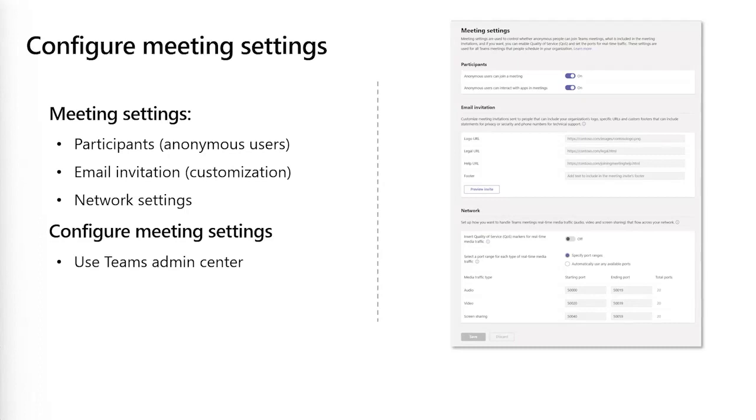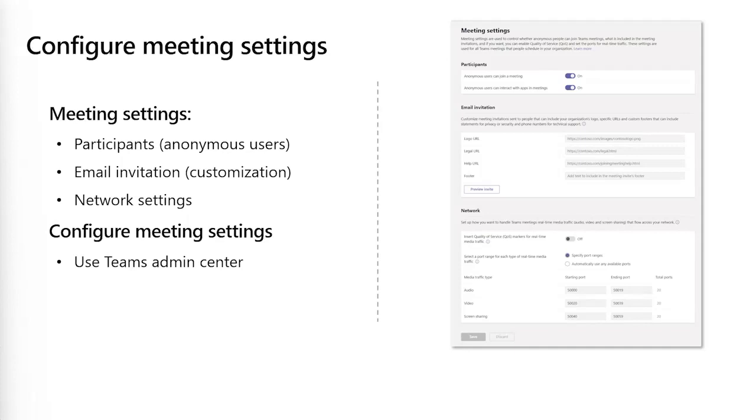Do we want to allow for anonymous users to access, or do we want to use email invitations, and then we can customize those invitations as well? We can configure these settings from the Teams Admin Center. We can have special URLs for our logo, our legal disclaimer. Very helpful to have a help URL. Users can click a link and get help if they have trouble joining the virtual event, for example, and a footer. Also, we can preview the invite. Super helpful. We may think we've got everything just so, and then we might notice in the preview that, oh, we made a typo. So it's good to correct that before it goes out to everyone else.